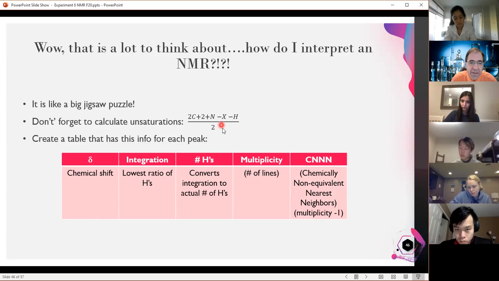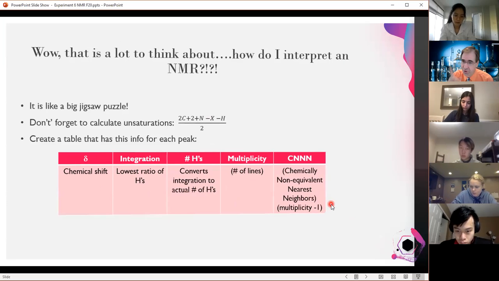Don't forget to calculate unsaturations, because that can remind you, hey, I need a double bond or something like that, or a ring. And then each table, or each entry in the table has this, right? So the chemical shift to the peak, what its integration is, do I have to double it or not, or something like that? And then the multiplicity, and then how many nearest neighbors that are. Okay, let me show you this in use.